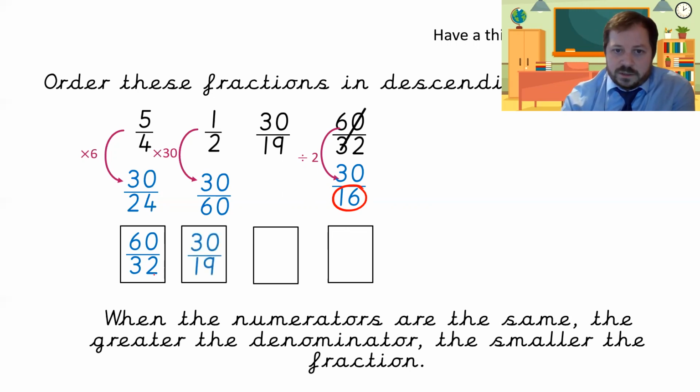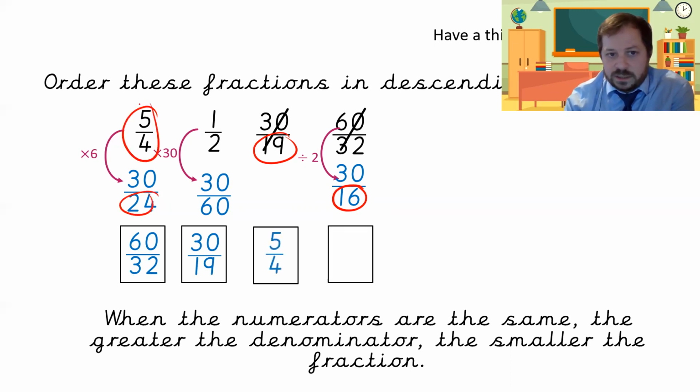And then we've got 19, then 24 or 60. 24 is the next one. So we've got 5 fourths in there, 5 quarters. Then we've got the last one, which is a half.